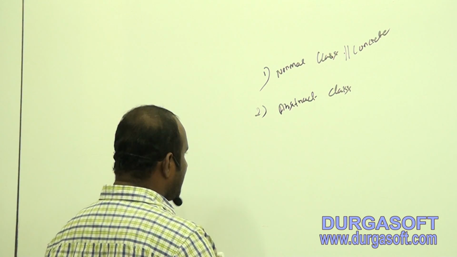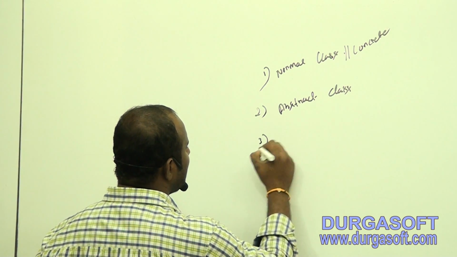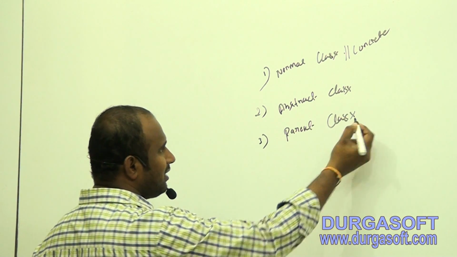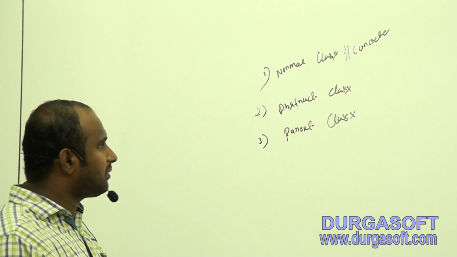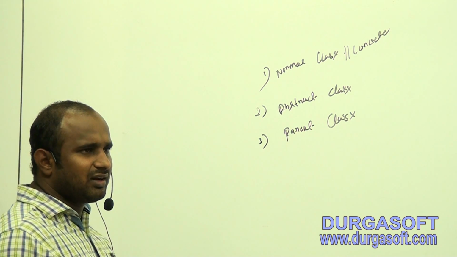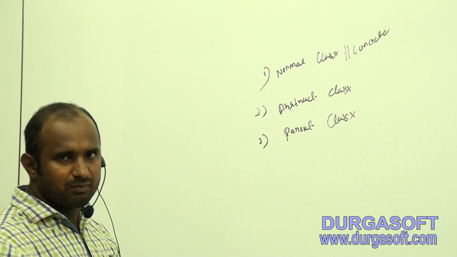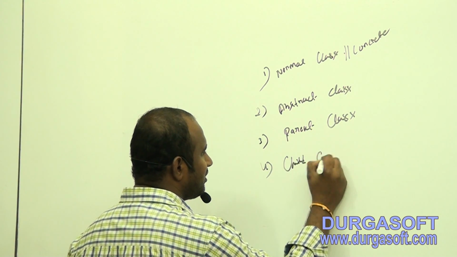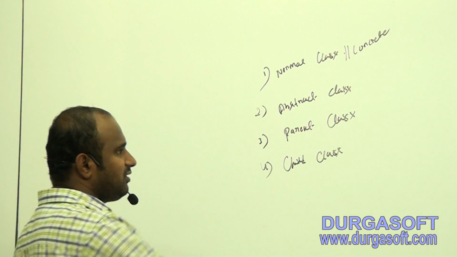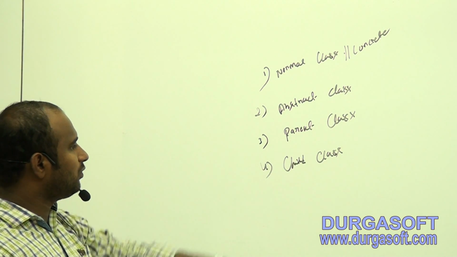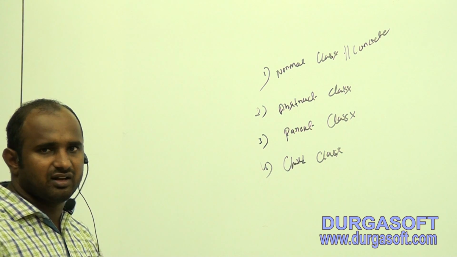So next is the next category. Generally, parent class. It's not a separate class; I am writing this based on our conventions. Parent class means the class that is providing the properties is called the parent class. So what is the fourth one here? Child class. What do you mean by child class? The class that is acquiring the properties is called the child class. Who is providing the properties is the parent, and who is acquiring the properties is the child class.